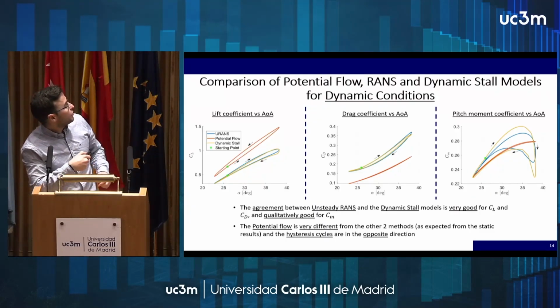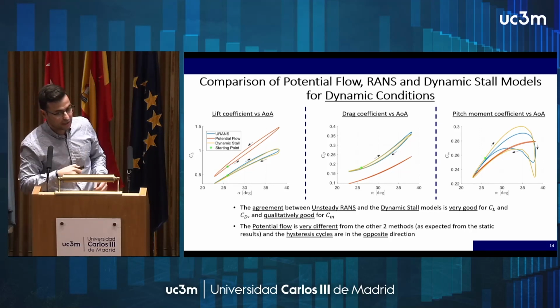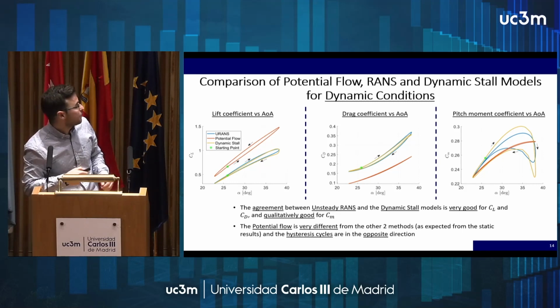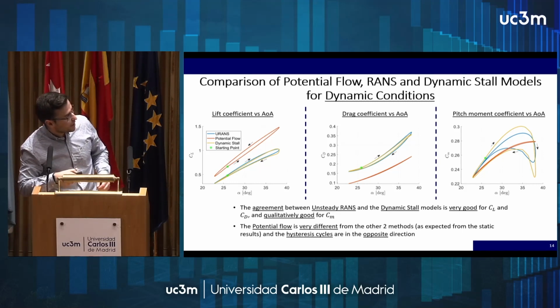And if we compare the three tools, we get these results very quickly. The RANS in blue, the potential flow, so UNPAM here in red, very far off, and then the dynamic stall tool, which matches quite well the high fidelity data, the RANS data. Even for the pitch moment coefficient, at least it's qualitatively well captured.